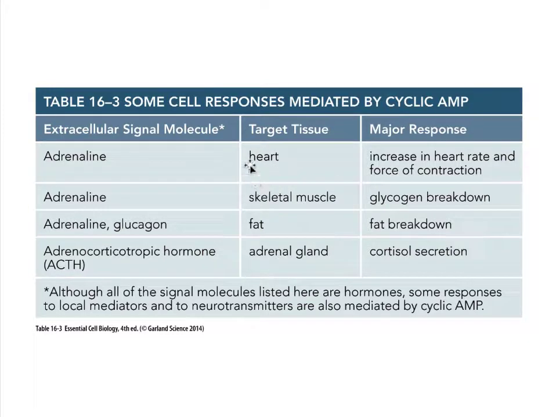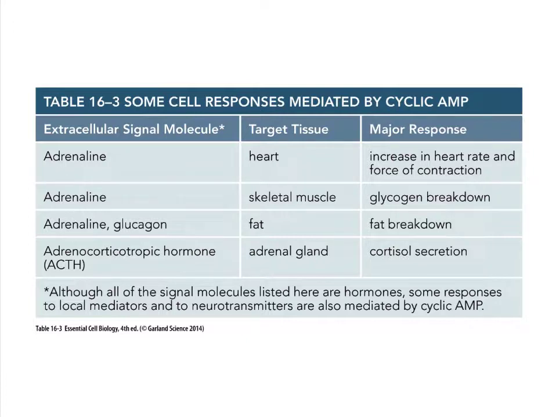So if the target tissue is the heart, it's going to increase the heart rate and also the force with which the muscles of the heart, the cardiac muscles, contract. If the same substance is produced in skeletal muscle, it's going to cause the skeletal muscle to start breaking down glycogen for use as an energy molecule. In fat cells, it's going to start breaking down fat, and in the adrenal glands, the result is the secretion of cortisol into the environment.